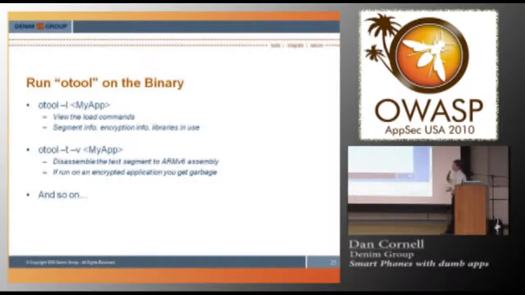And for unencrypted apps, you can easily disassemble this stuff into ARMv6 assembly and do the same type of stuff that you would do to the Java DEX stuff. If you run it on an encrypted binary, you actually just get garbage. All kinds of invalid instructions and opcodes and stuff like that.